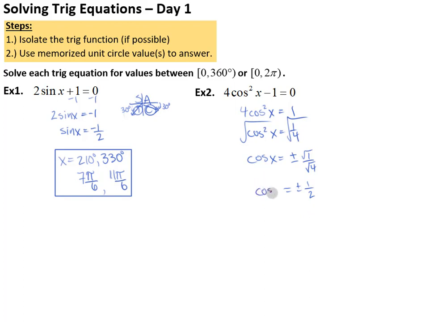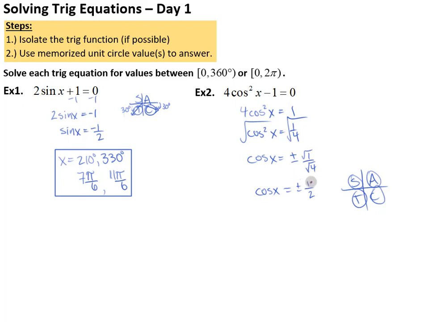So where is cosine positive 1/2? And where is cosine negative 1/2? Well, where is cosine positive? In the first and fourth quadrants. Where is cosine negative? In the second and third quadrants. So in fact, we're going to end up getting 4 solutions here.